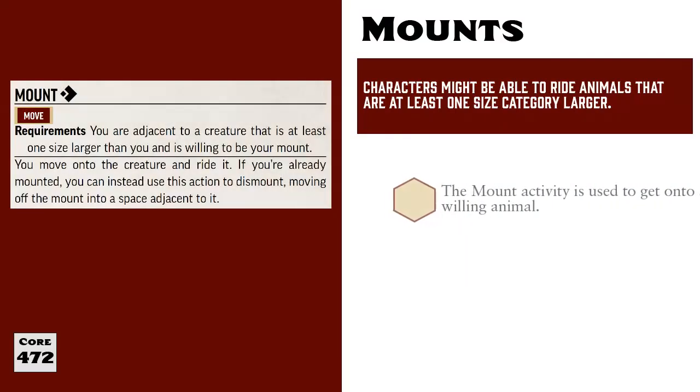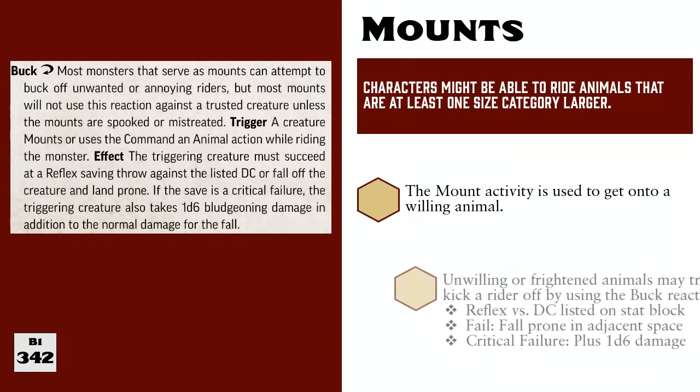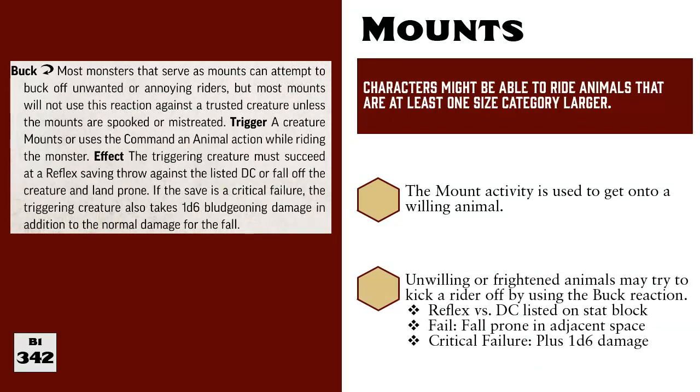To ride an animal, you must be standing in an adjacent space to it and spend one action to use Mount. The Mount activity is used to get onto or off of an animal. If the animal is willing to be your mount, then you're good to go. But if it's not willing, then it might try and kick you off.